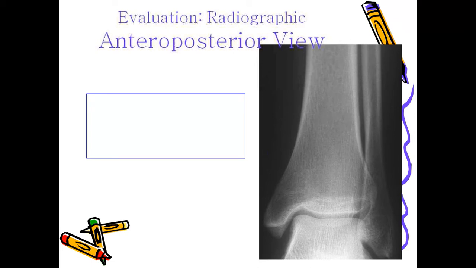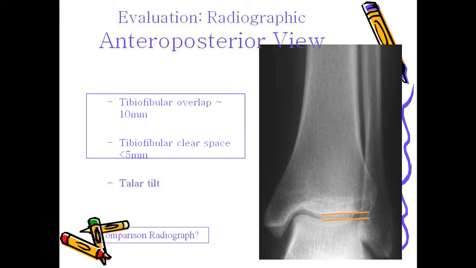This is an example of an AP view in which you can see the medial malleolus, lateral malleolus, as well as the ankle joint line. Normally, as I told you, the tibiofibular overlap is 10 mm, the tibiofibular clear space is less than 5 mm, and there will be a talar tilt in this finding. See, this will tell you whether the talus is tilted or not.